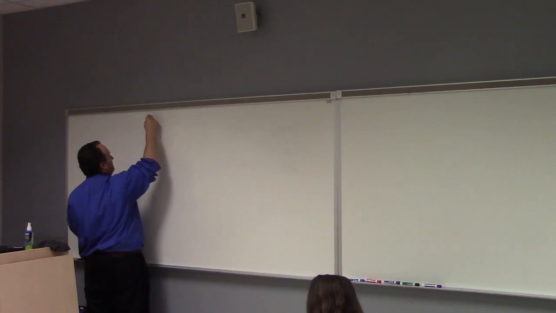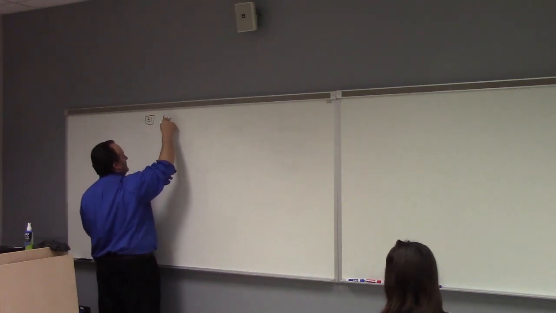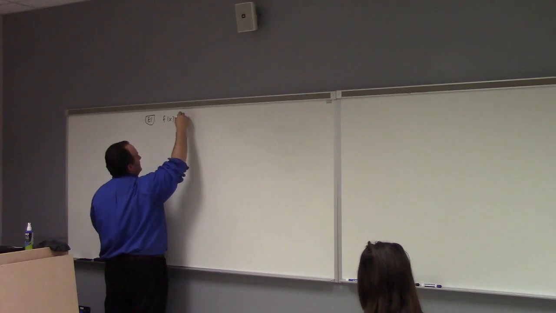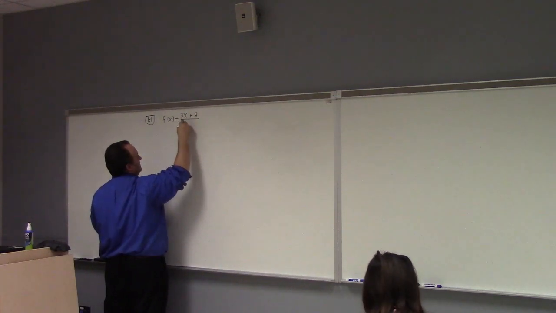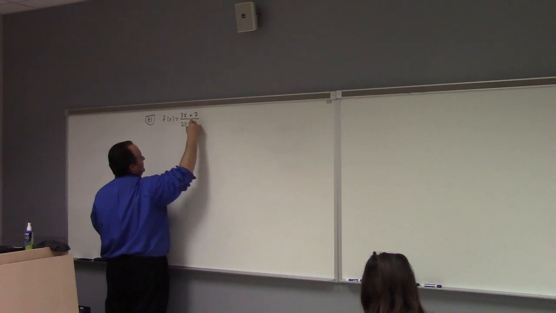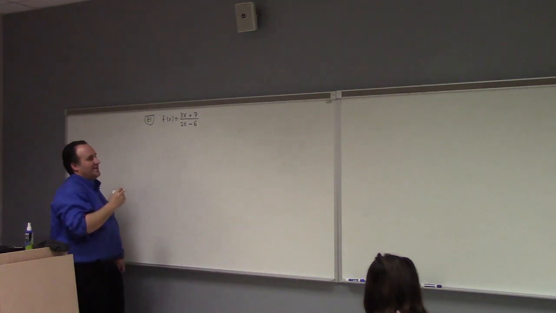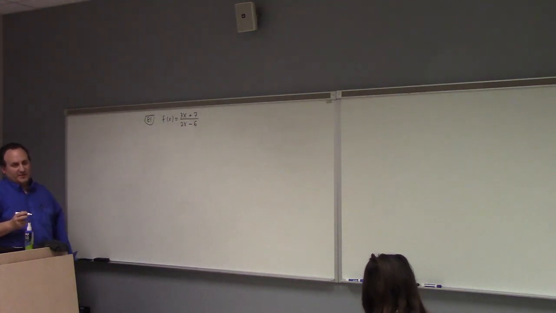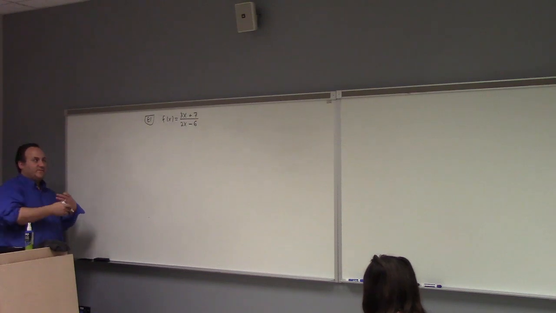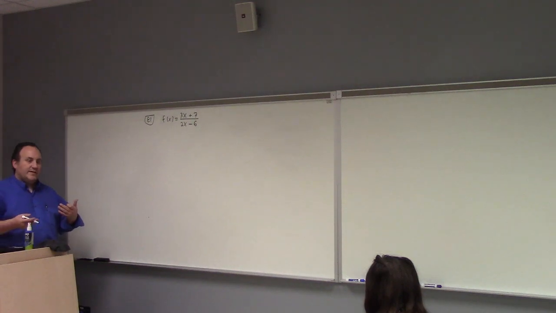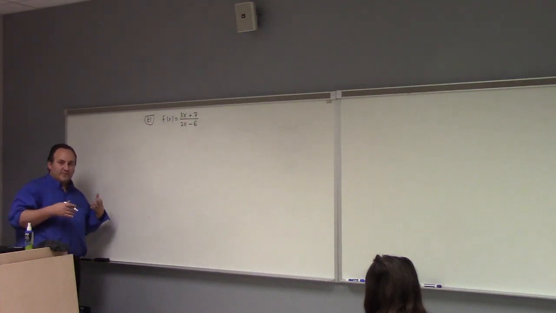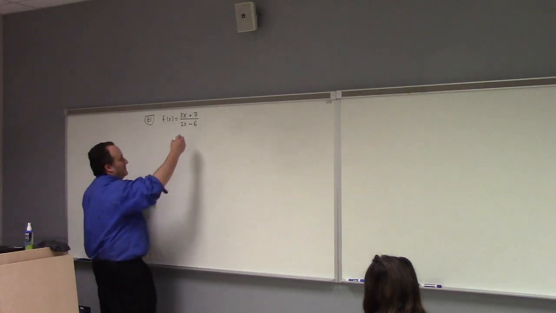So example 1, let f of x be equal to 3x plus 7 divided by 2x minus... you can give me a 1. That's too easy. Make it a 6. It doesn't really matter. So my questions are the following. Well, they're not really questions. They're more commands. Find the formula for f inverse of y, and also determine the domain and range of both f and f inverse.